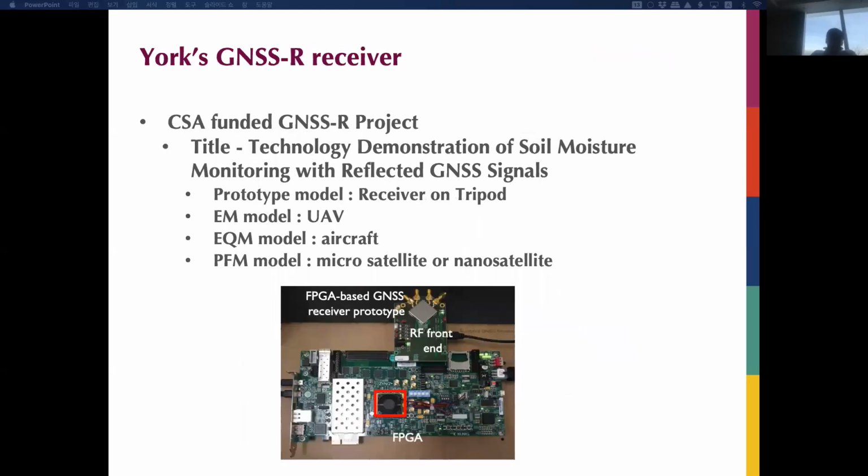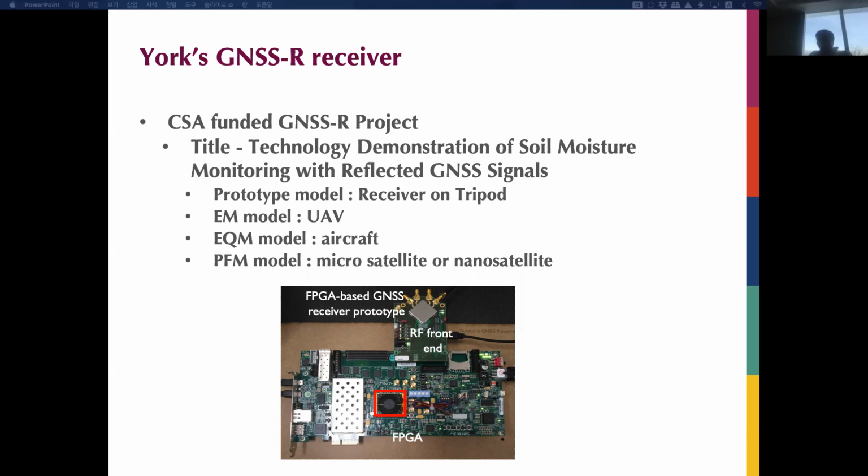And then these days, in this slide, I can show you this day's project in our group. We call it the YOX GNSS receiver. We are in a 3-year project funded by the Canadian Space Agency. Our project title is the technology demonstration of soil moisture monitoring. Currently we have built a prototype receiver using commercial parts, as you can see in the figure.